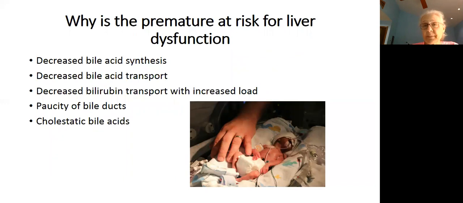So in the premature, you have decreased bile acid synthesis, decreased transport, you have decreased bilirubin transport, but an increased load. You have a paucity of bile ducts, and the bile acids that you actually make tend to be more toxic and cause cholestasis themselves. So this is a perfect storm for a situation that's going to give you cholestasis.